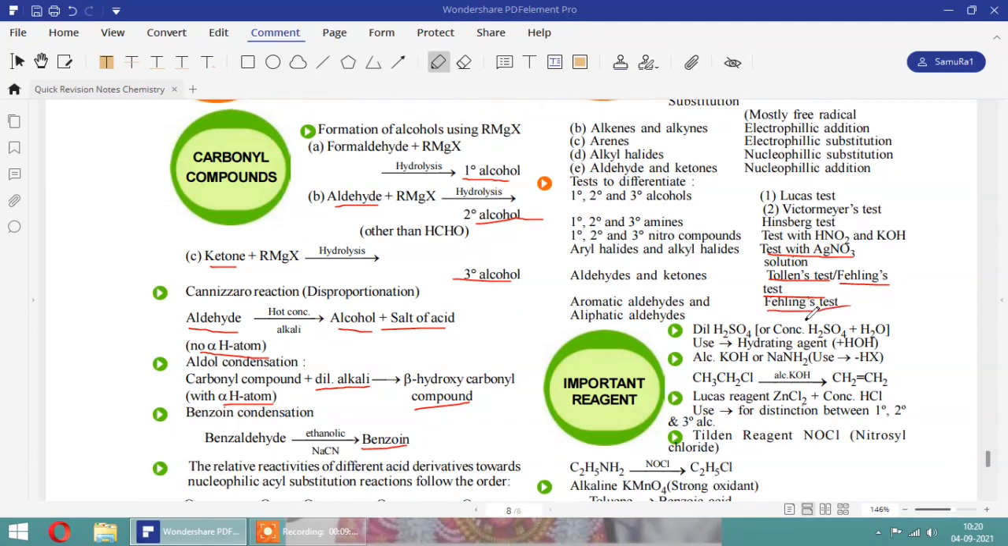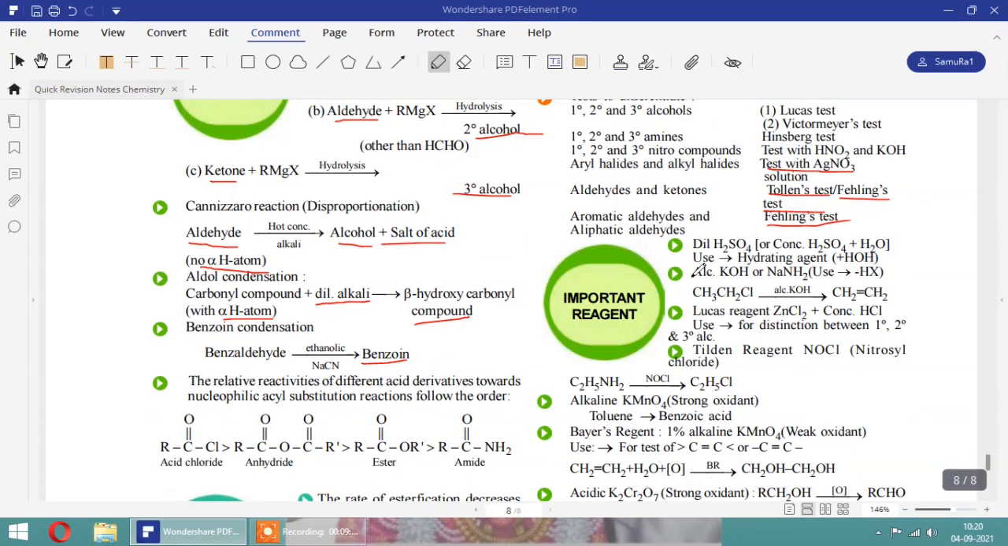Important reagents. Dilute sulfuric acid is used as a hydrating agent. Alcoholic KOH and NaNH2 are used to remove HX from alkyl halides. Lucas reagent is ZnCl2 plus concentrated HCl. It is used for distinction between primary, secondary and tertiary alcohols.